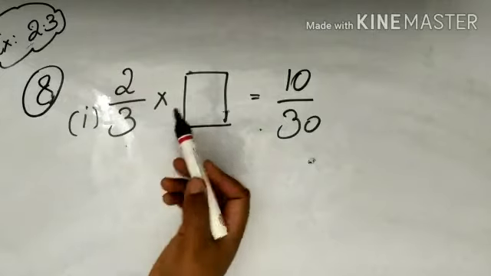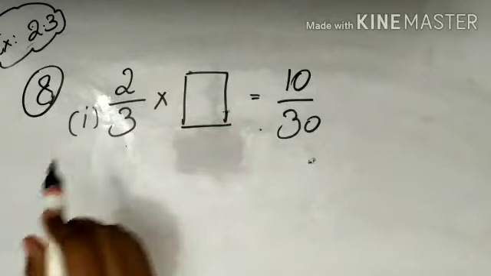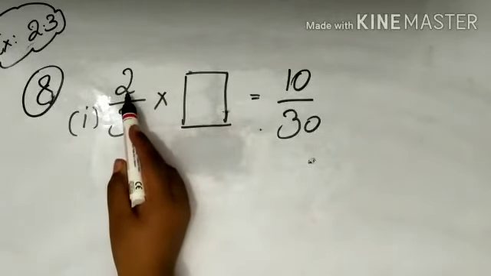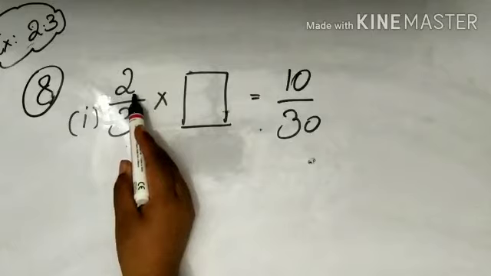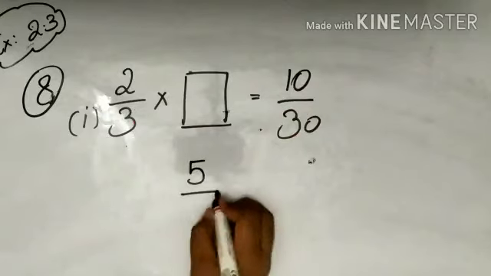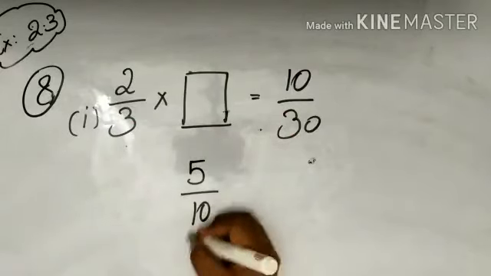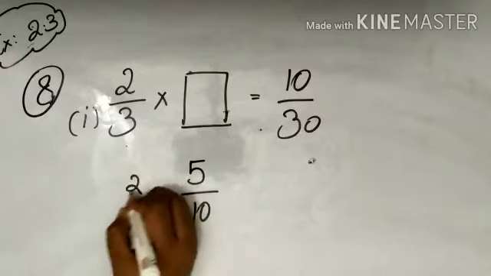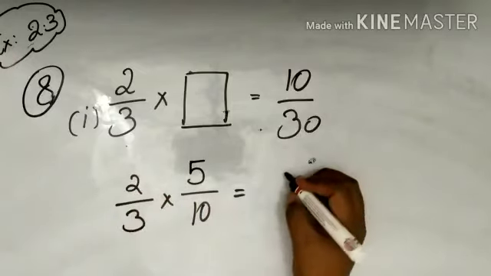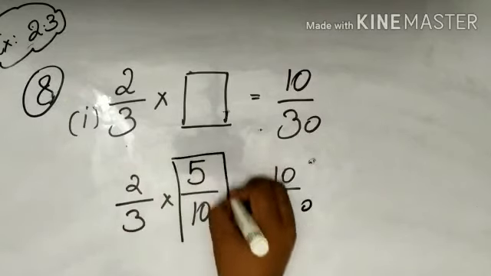So what will be the answer? It will be a fraction, right? So what will be the numerator in the box? It will be, what should be multiplied by 2 to get 10, right? So what should be multiplied by 2 to get 10? You tell me. Yes, it will be 5. Right. And what should be multiplied to 3 to get 30? Will be 10 again. So 2 by 3 multiplied by 5 by 10. 5 by 10 will give you 10 by 30. So we know what is the answer over here.